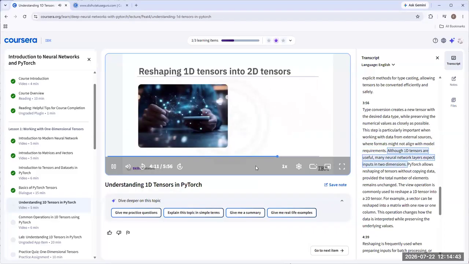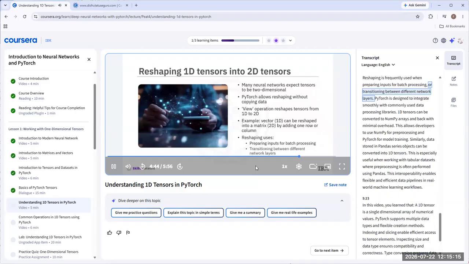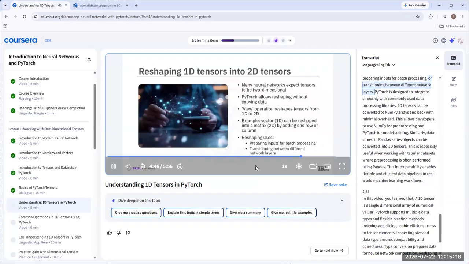Although 1D tensors are useful, many neural network layers expect inputs in 2 dimensions. PyTorch allows reshaping of tensors without copying data, provided the total number of elements remains unchanged. The view operation is commonly used to reshape a 1D tensor into a 2D tensor. For example, a vector can be reshaped into a matrix with 1 row or 1 column. This operation changes how the data is interpreted while preserving the underlying values. Reshaping is frequently used when preparing inputs for batch processing or transitioning between different network layers.